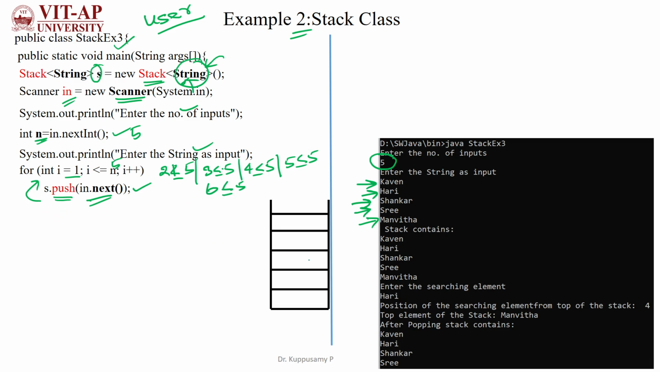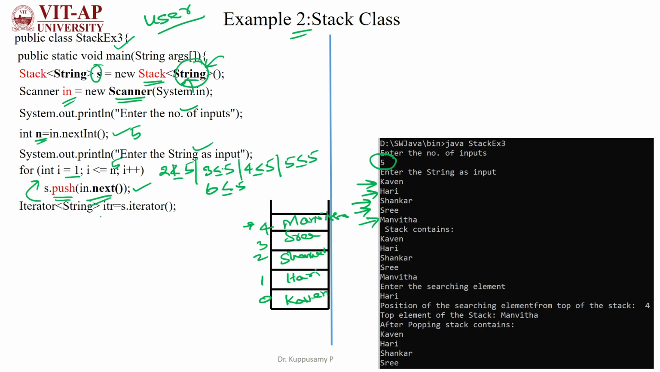Now as per this structure I have inserted the 0th index, first index, second index, third index, fourth index, right? Here the first value is Kavin, and the second value is Hari, and the third value is Shankar, and the fourth value is Sri, and the fifth value is Manvita, right? So 5 data have been inserted into the stack.